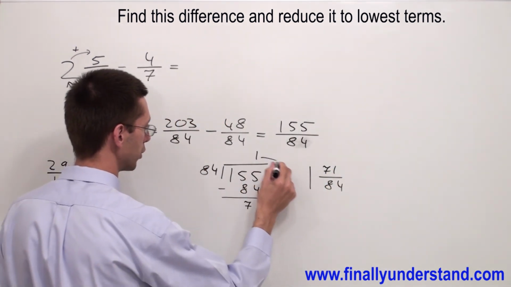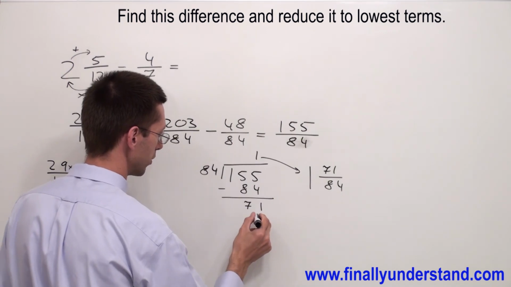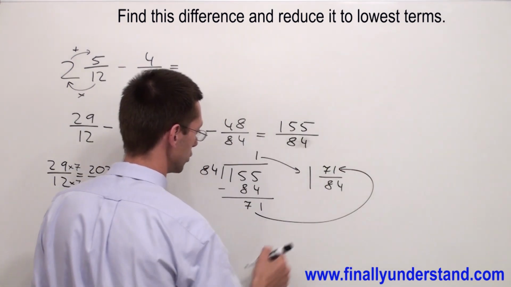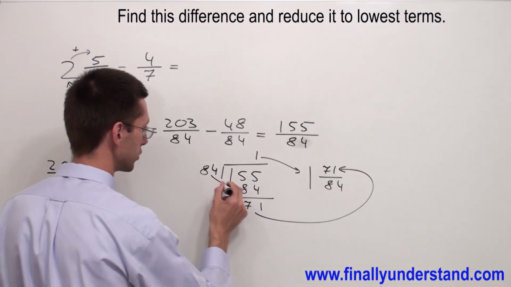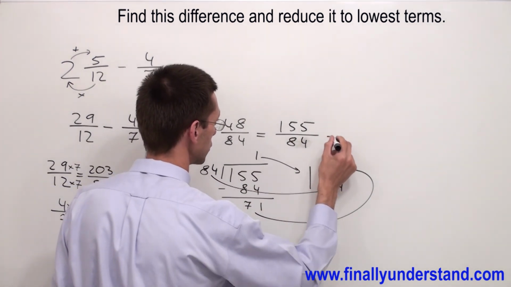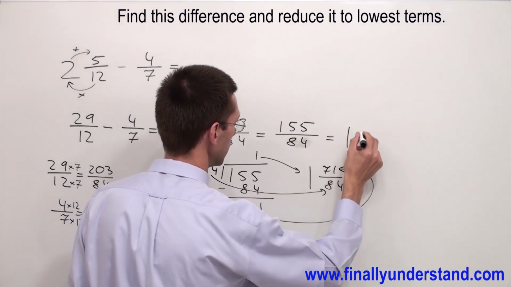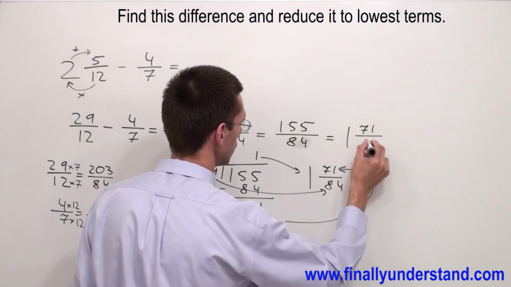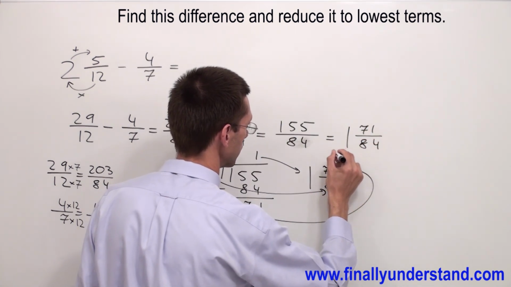Now the quotient goes to the front. The remainder goes to the numerator and the divisor goes to the denominator. That's why the answer for my problem is 1 and 71 over 84. This is the solution.